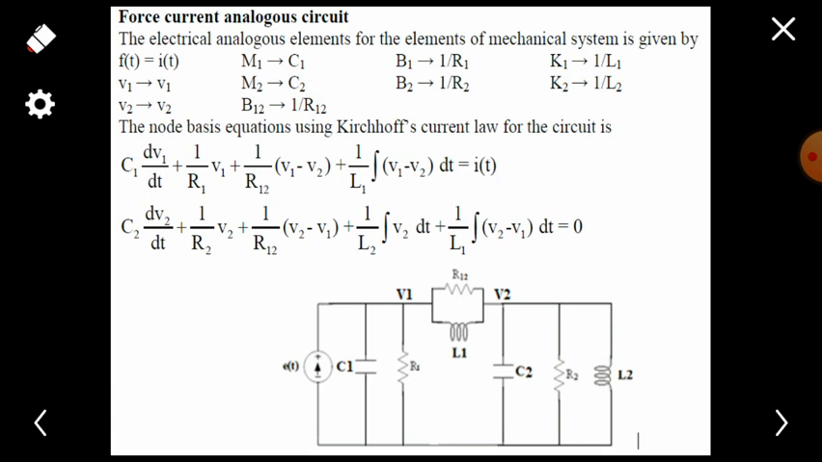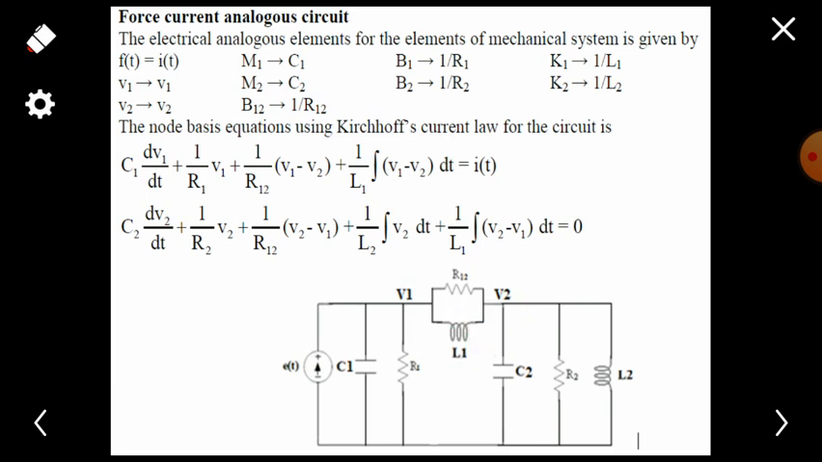In a force current analogous system we have to use a node based equation, and we have to draw the diagram in the form of node base. So here we have considered the voltage V1 as node 1 and voltage V2 as node 2. In between that we have to draw a diagram that will be common for V1 and V2, that will be connected in parallel. Here the R12 and L1 values are common for V1 and V2, so that will be drawn in between the V1 and V2 in a parallel manner.